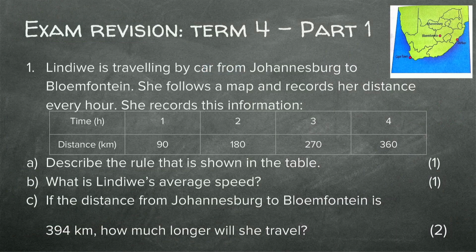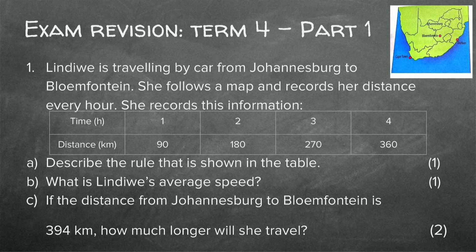The first one then is Lindiwe is traveling by car from Johannesburg to Bloemfontein. She follows a map. I've got a little map for you at the top and records her distance every hour. She records this information. There's the time in hours and the distance in kilometers. So they ask us to describe the rule that is shown in this table. Now, can you still remember the rule for distance, and for speed and for time? If you can't, then you can go back to the lessons when we've discussed this, or perhaps you know, right? So this is what we're referring to here.